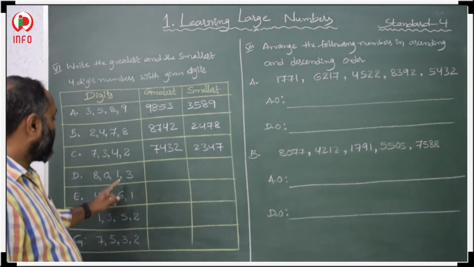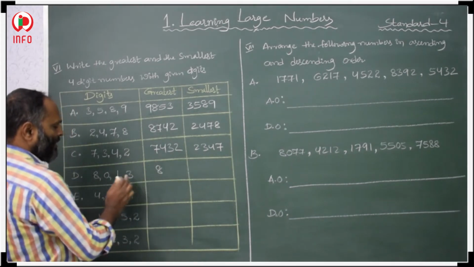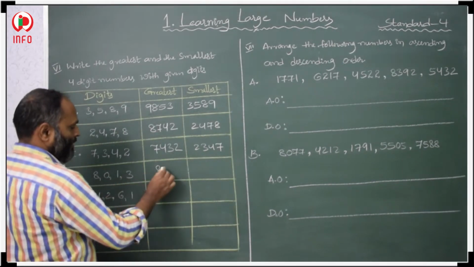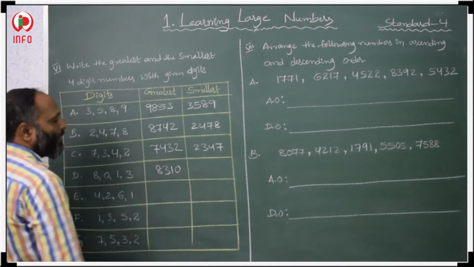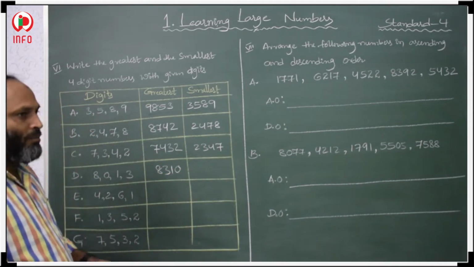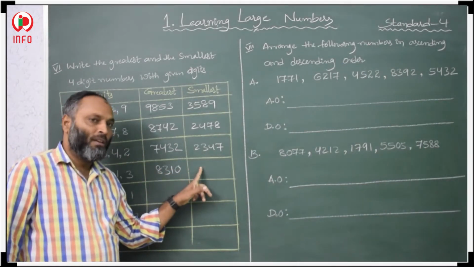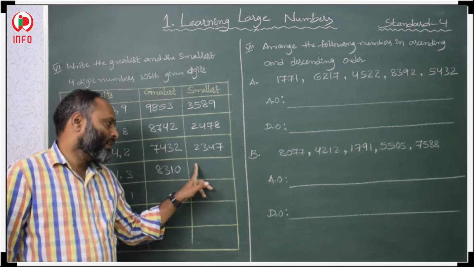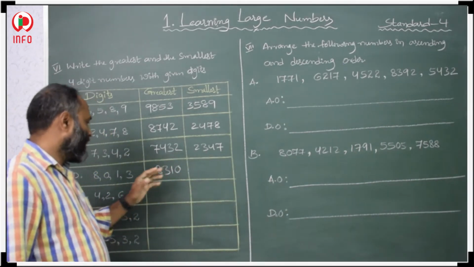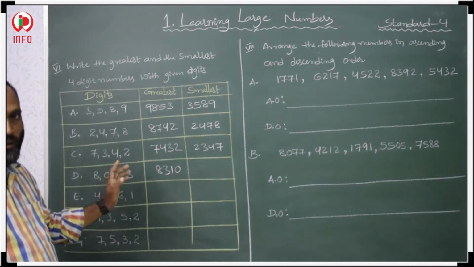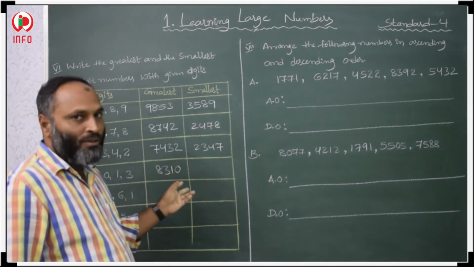Here, how to take the bigger number first? Bigger number 8, then smaller than this 3, then smaller than this 1, and smaller than this 0. And here, in the smallest number, whenever 0 comes, don't start with 0. If you start with 0, then you will get a 3-digit number, not a 4-digit number. So whenever 0 is there in the group of numbers, don't take 0 first. 0 is the least one. So bigger than the 0 you have to take.